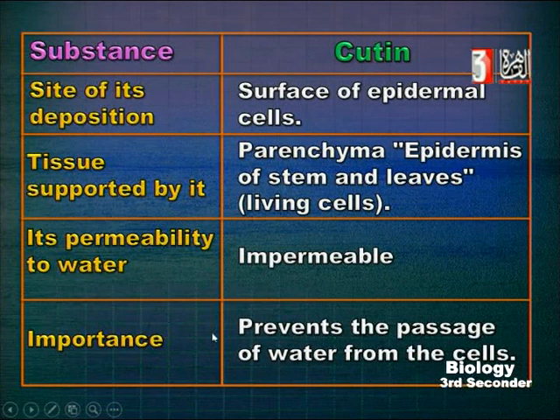Cutin prevents the passage of water from the cells. It helps the parenchyma to save its content of water.